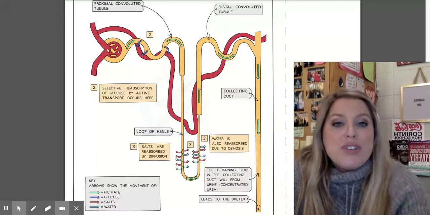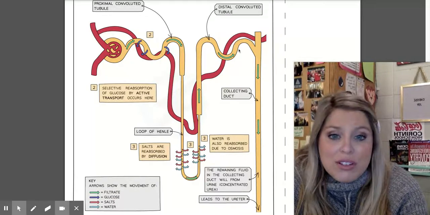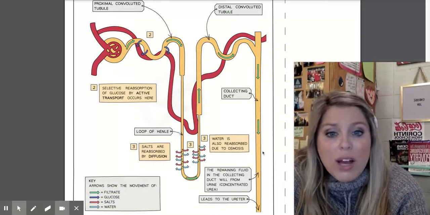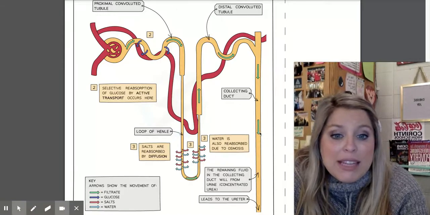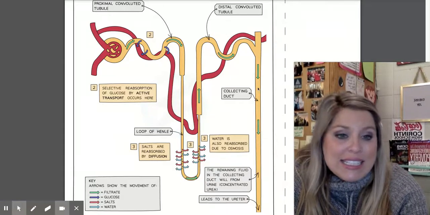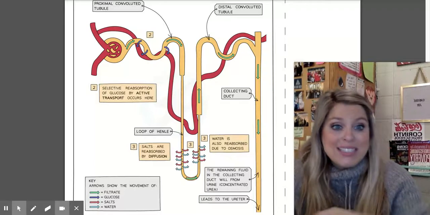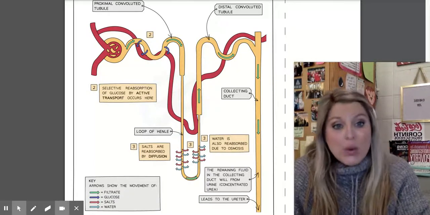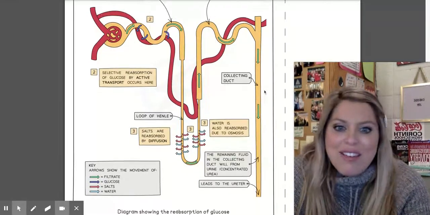And then that filtrate continues on through the distal convoluted tubule. Water can also be reabsorbed here, but ultimately the urea is still in this collecting duct, which will then pass into the ureter and be stored in the bladder until you can't hold it anymore, and your body will get rid of it through the muscle contractions of your bladder.